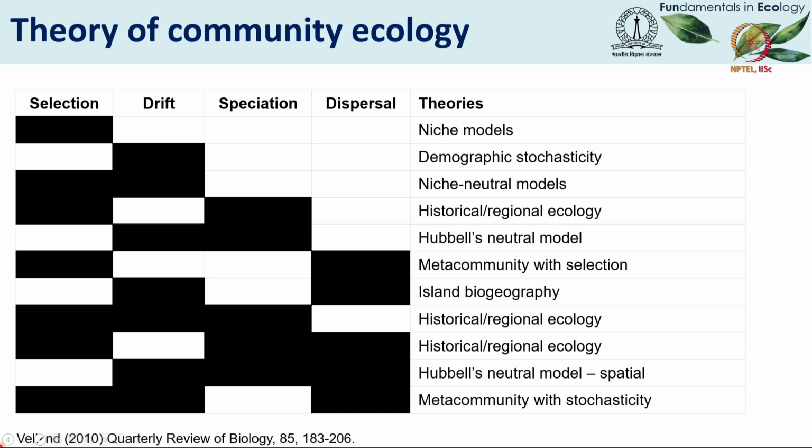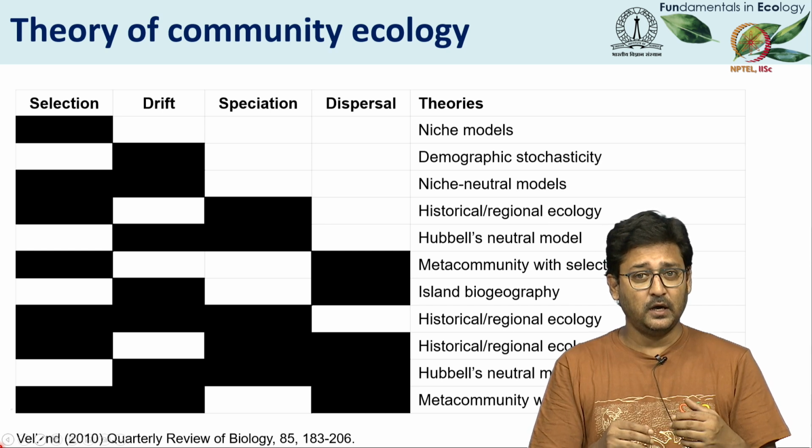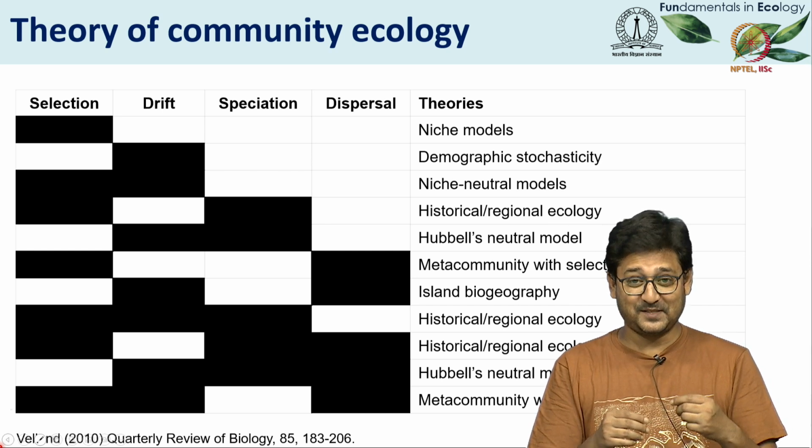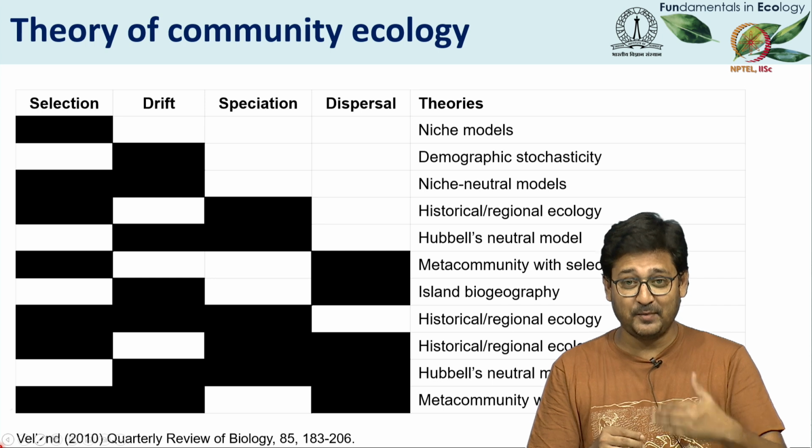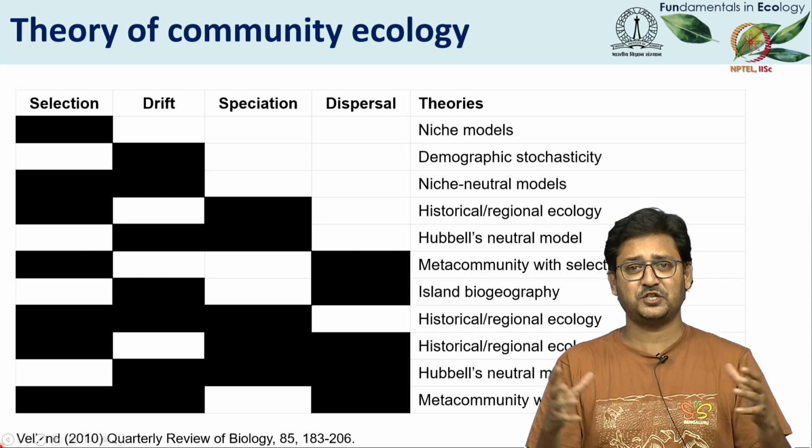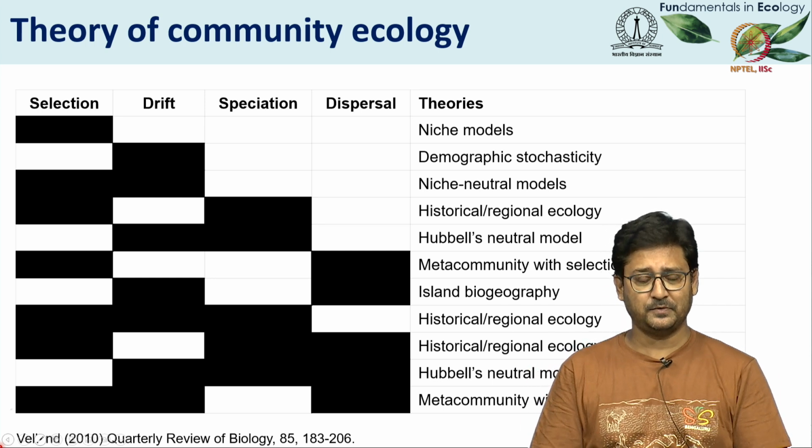Then you've got speciation. Speciation is the ultimate source of species, right? This operates over evolutionary timescales, and so whether a species is found in a community or not depends on whether the species does exist, does come into being from speciation. So speciation is the ultimate source of variation.